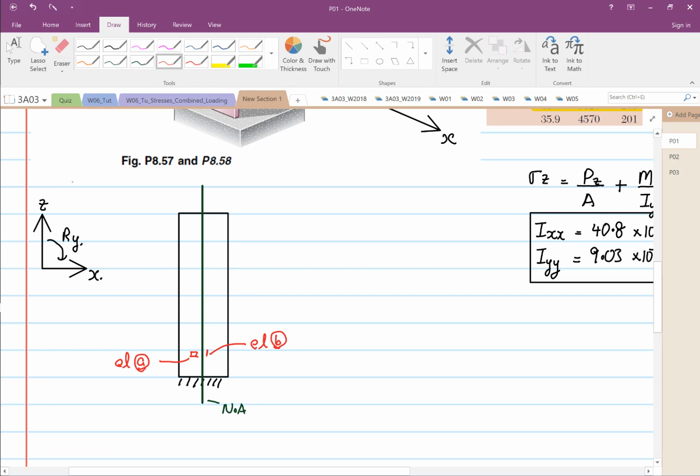Okay, so at a certain height, we have a load of 25 times 10 to the power 3. And then we have forces going twice. We have 2 forces.